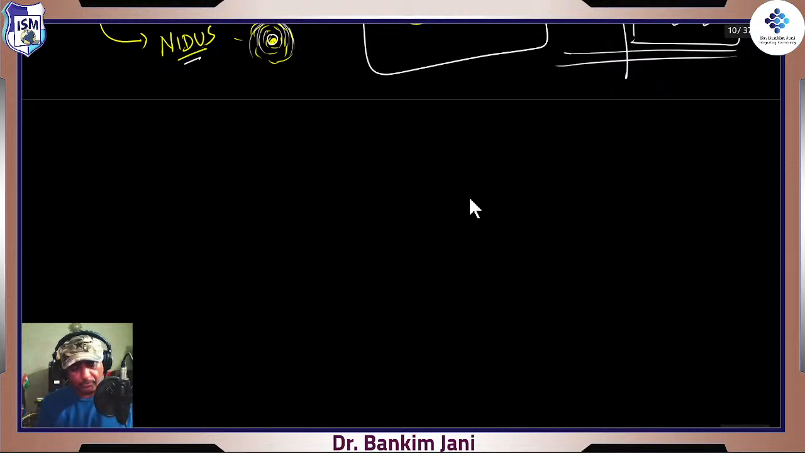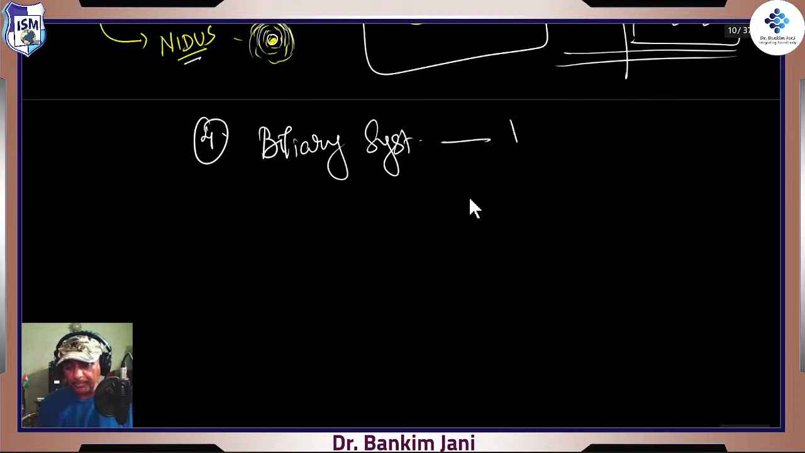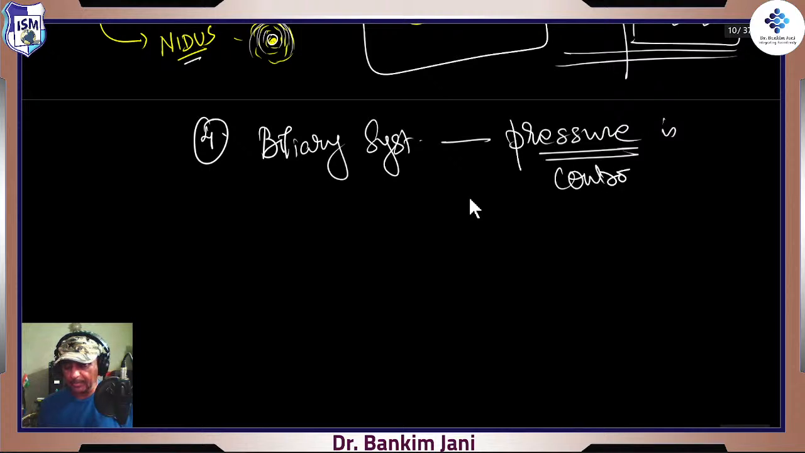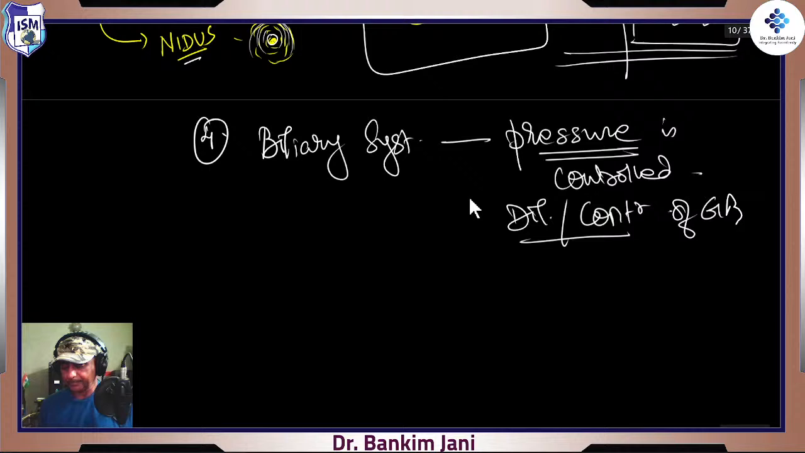So this is the very basic of this entire system. And fourth thing is that this gallbladder, it can contract, it can dilate. So the entire biliary system, its pressure is controlled. So this gallbladder will control the pressure, right? Pressure is controlled by dilatation or contraction of gallbladder. So these are the major functions.